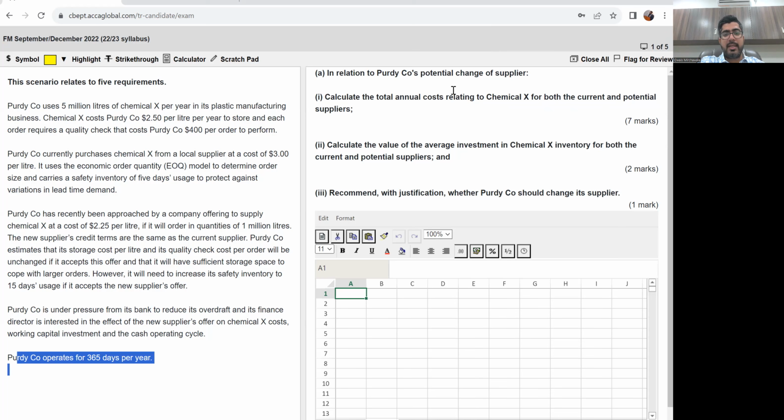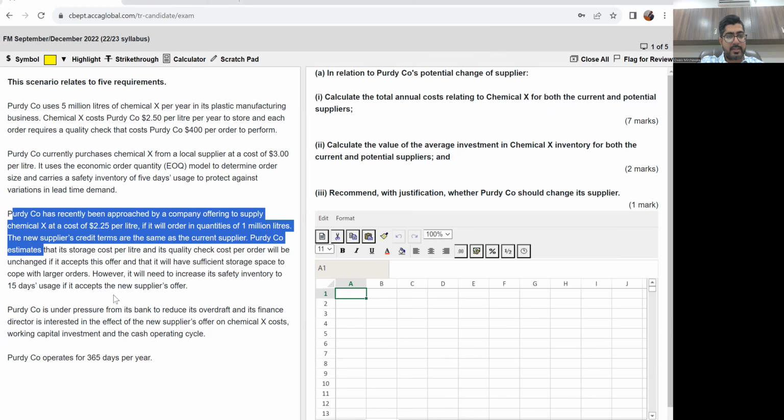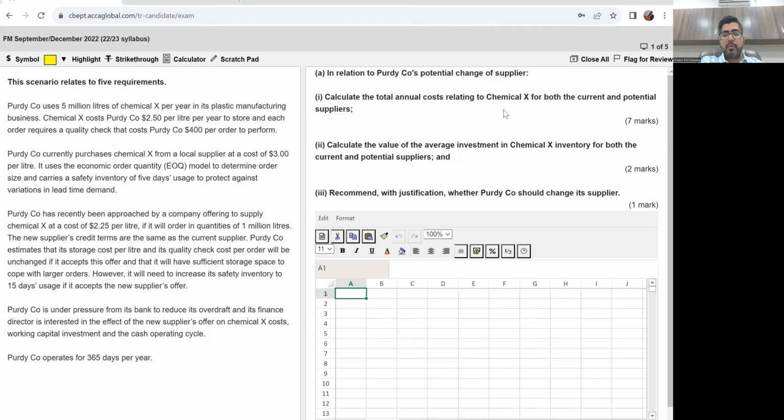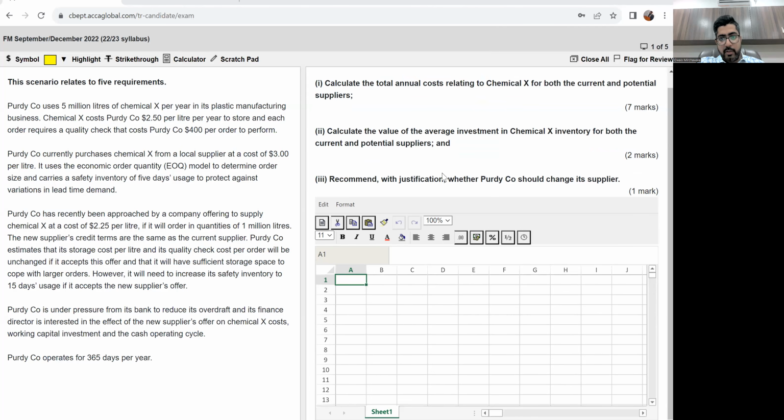Now, requirement A is in relation to PURDY's change of supplier. So this is the change of supplier case. Calculate the annual costs relating to Chemical X for both current and potential suppliers. So you need to find total annual cost. Remember, total annual cost of stock is made up of 3 things: purchase cost, ordering cost, holding cost. So you need to find total cost for current and potential suppliers.